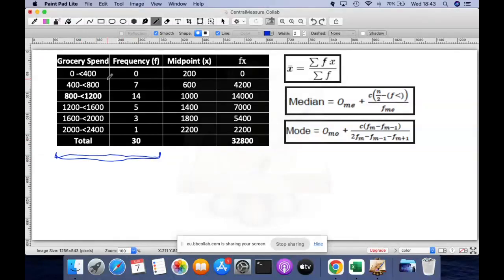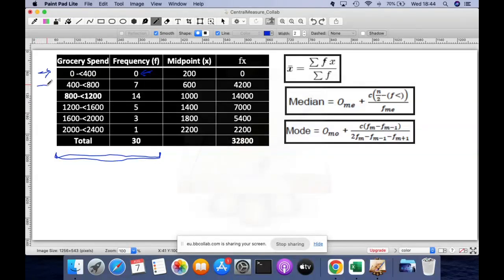So the data you're given here is basically consumers' expenditure in a mall. What the first column is showing you is the value that customers spend on groceries. So for instance, this first row is saying everyone that spends between 0 and less than 400 rand, so 399 rand and 99 cents basically. And you can see there's nobody. The frequency column tells you that there's nobody that spends that little.